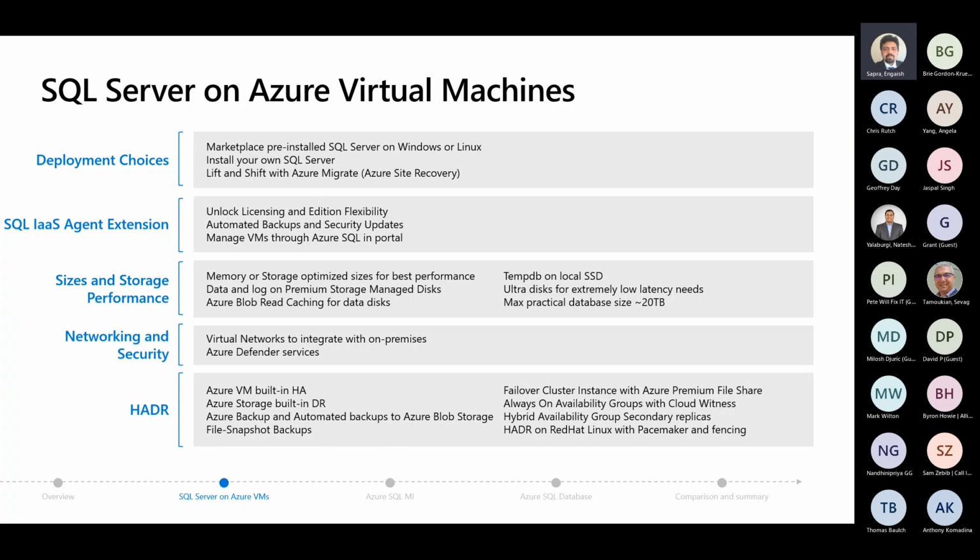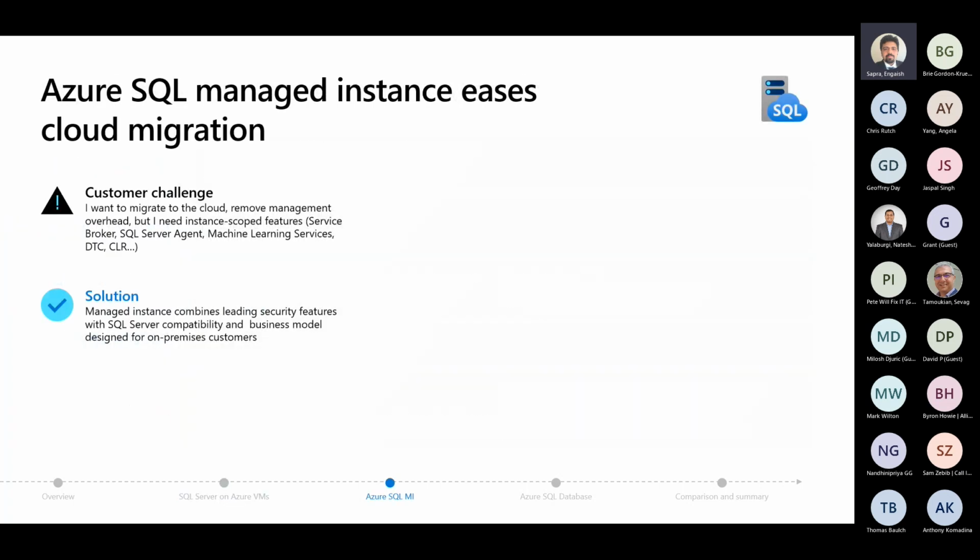And then, okay, so the networking, security, and the high availability features we talked about. The next step from an IaaS to a PaaS comparison perspective is the Azure SQL Managed Instance. Now, SQL MI, as we call it, is a PaaS deployment option for Azure SQL. It gives you an evergreen instance of SQL Server. That's precisely what it is.